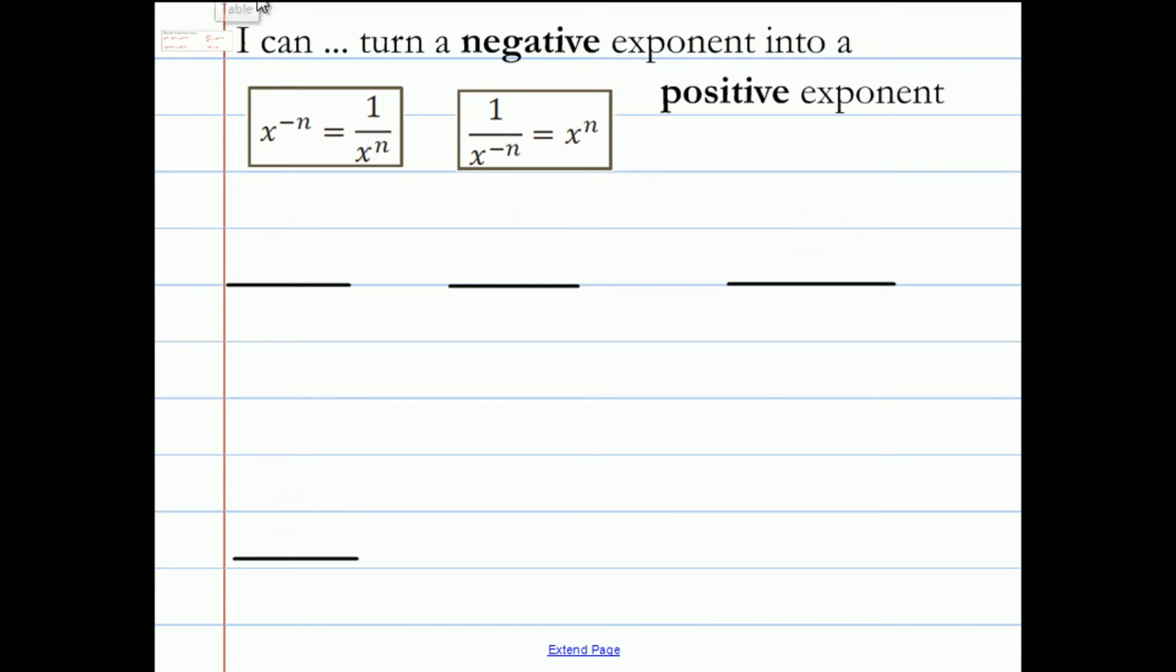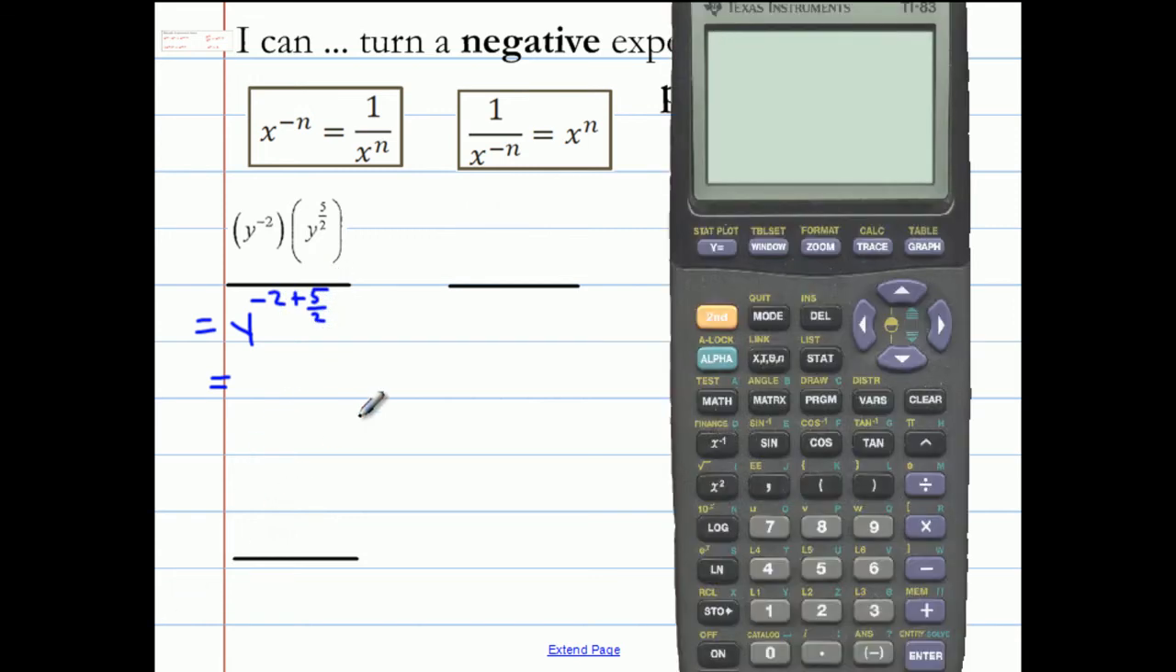So let's take a look at an example. y to the minus 2 times y to the 5 over 2. When we're multiplying two things with the same bases, we add the exponents. So minus 2 plus 5 over 2. You can do this the old-fashioned way: get each of these over the same denominator, add across the top, and then simplify. If you prefer, you can also do this in your calculator though.